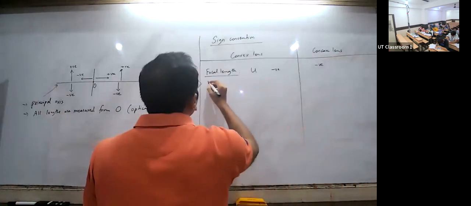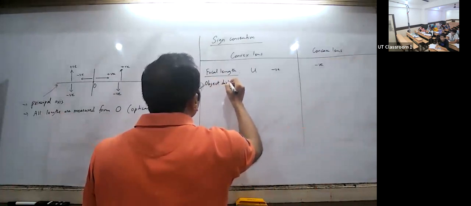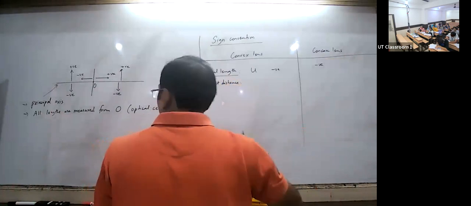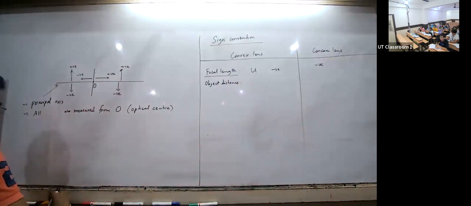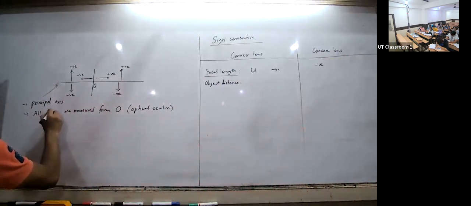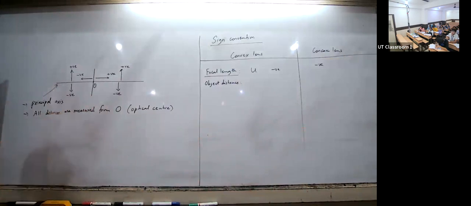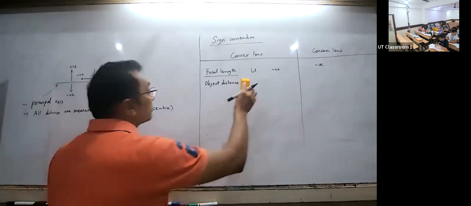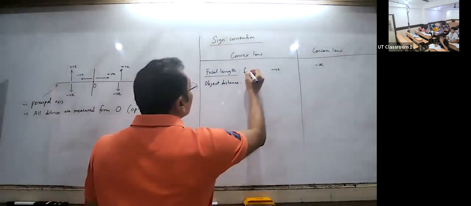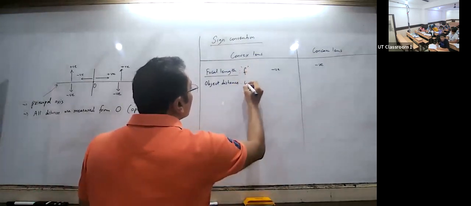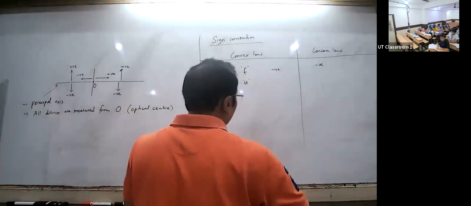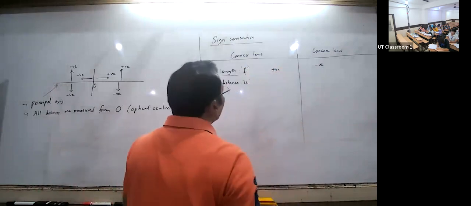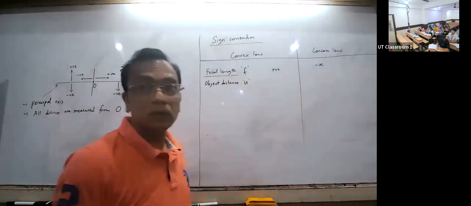Then you have object distance. Instead of length, you write distance. Oh, sorry, F. Focal length is F. Object distance is U. So for convex lens, change it: F is always positive. Concave is negative. Make a correction.